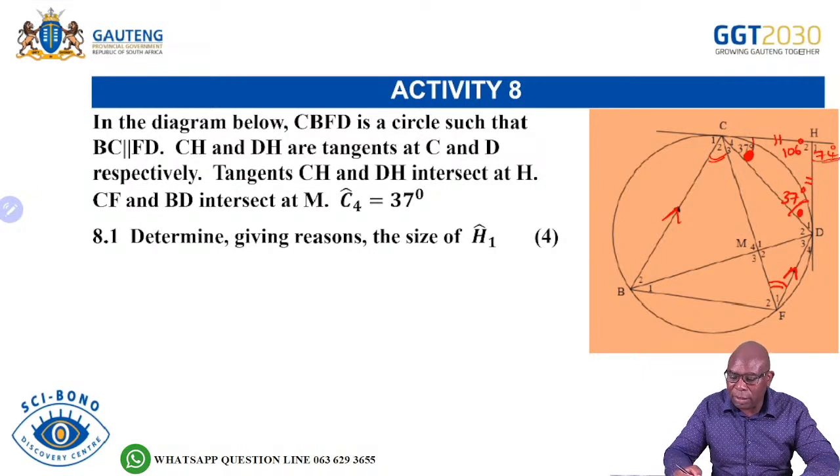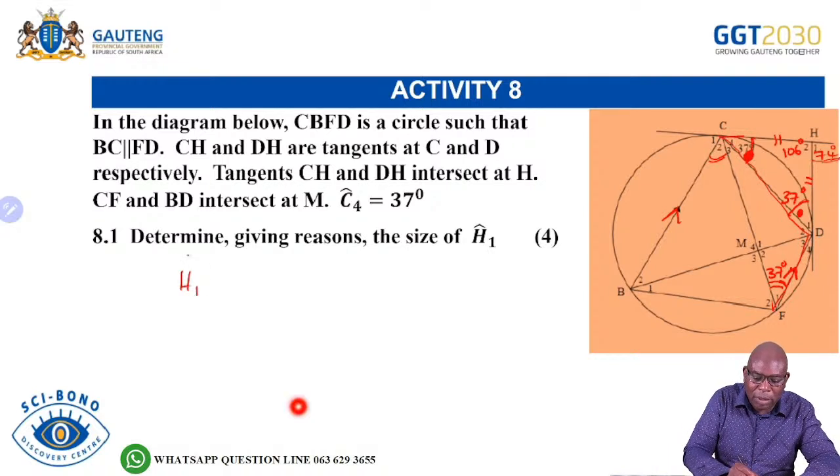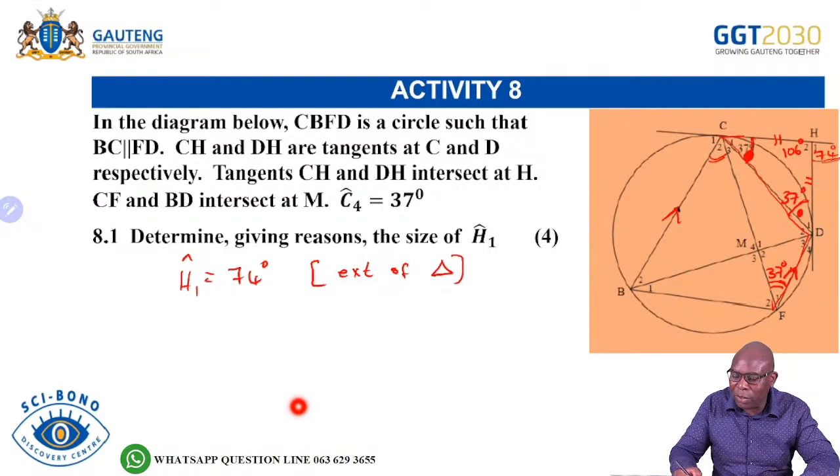Then I know that there's an angle here at 37. This angle must be 37, reason being the angle between the tangent and the chord equals the angle in the alternate segment. So already I have H1. My H1 is now going to be 74, and that reason will be exterior angle of a triangle. Because I already got this one and that one, it's given, so I can just add the two.